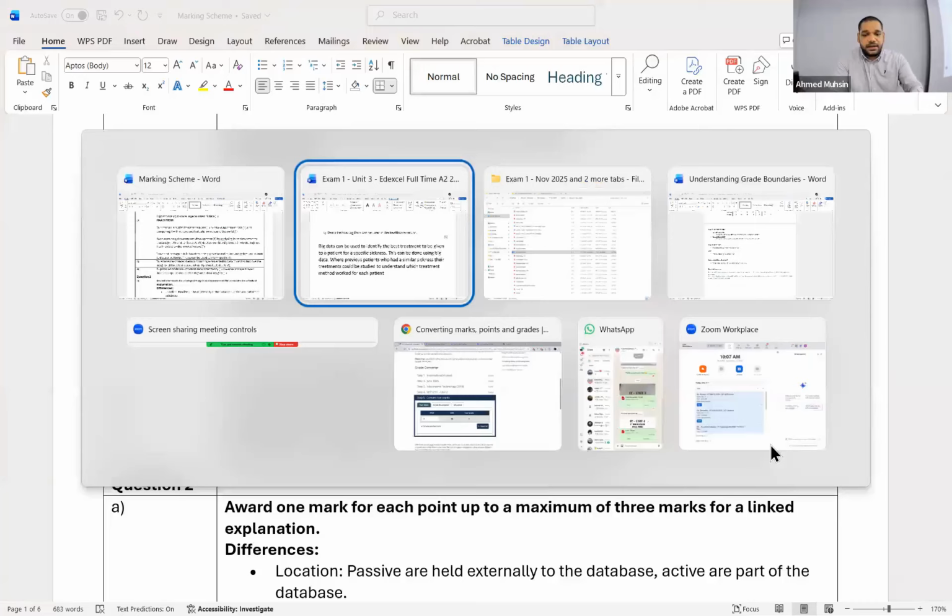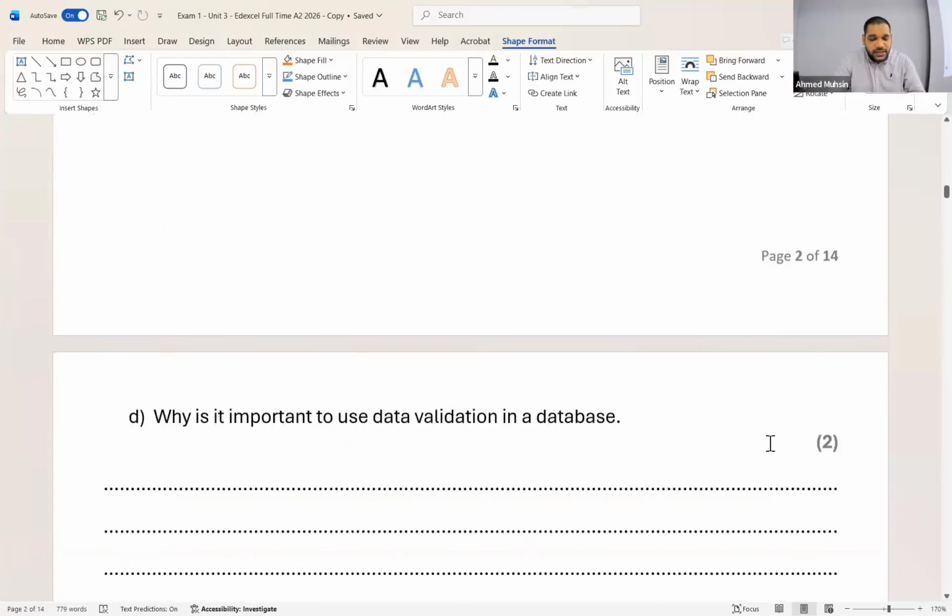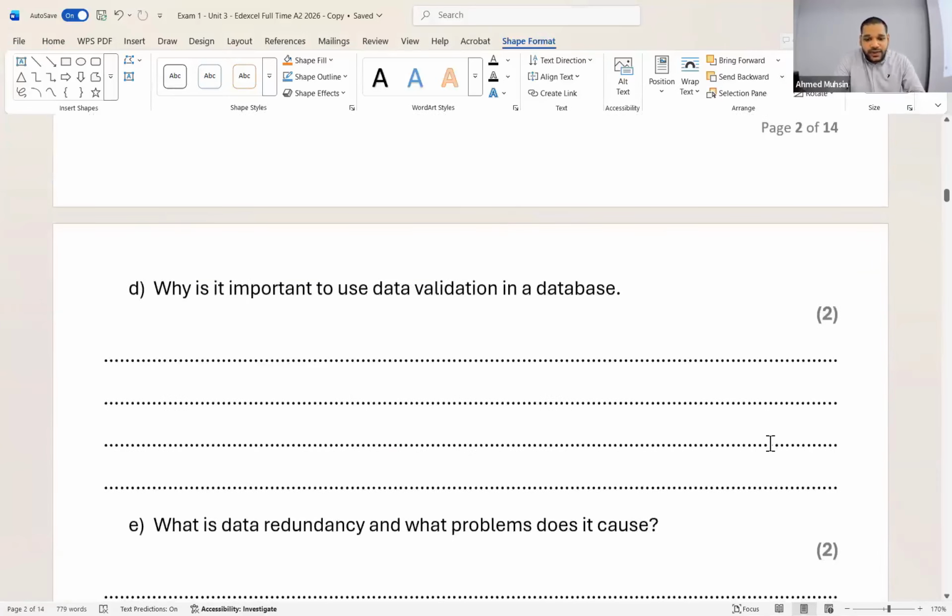Right, let's move away from there. Over here, why is it important to use data validation in a database? Now, we all know what data validation is. Data validation is applied when data is being entered or after the data has been entered? While data is being entered, right? Data validation is applied while data is being entered. Any examples you can give me of data validation?